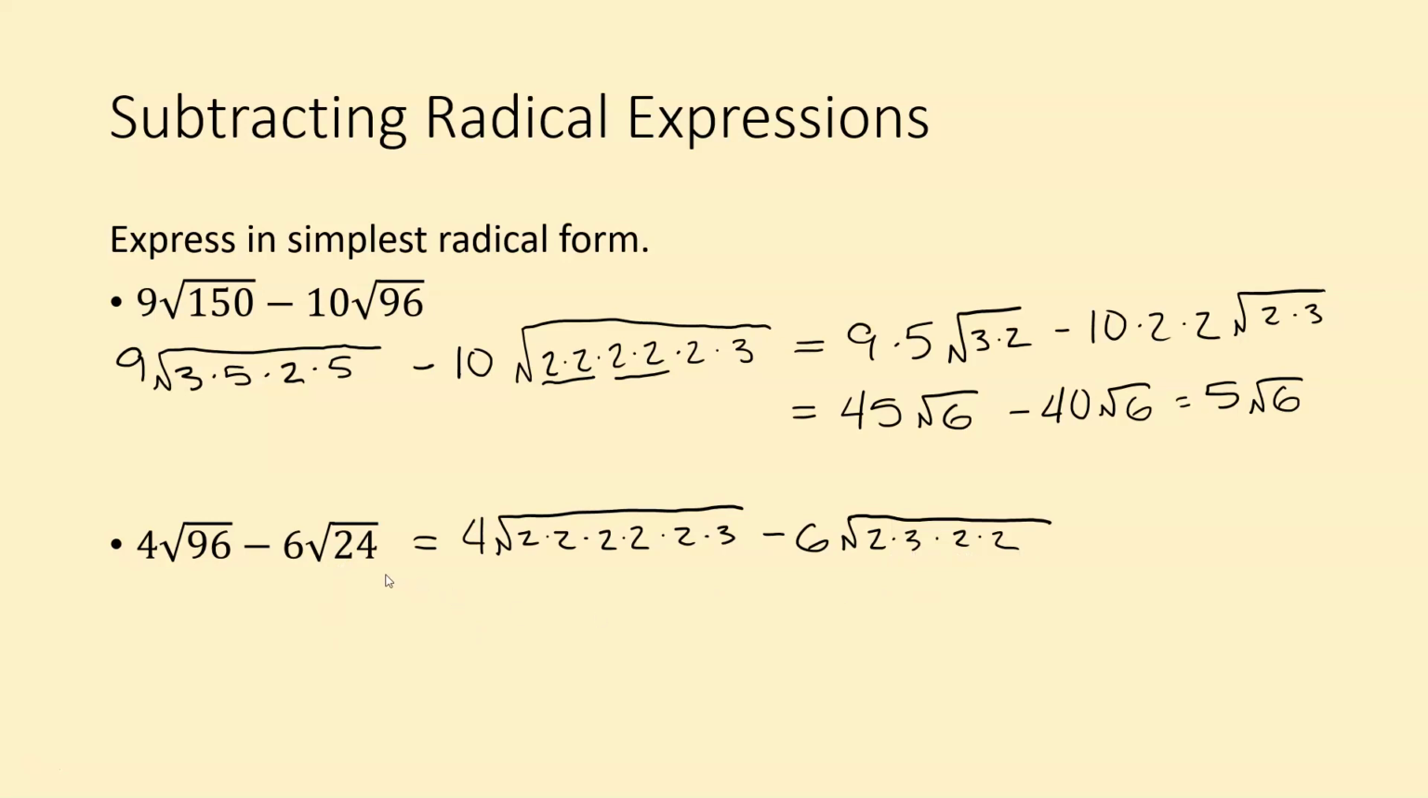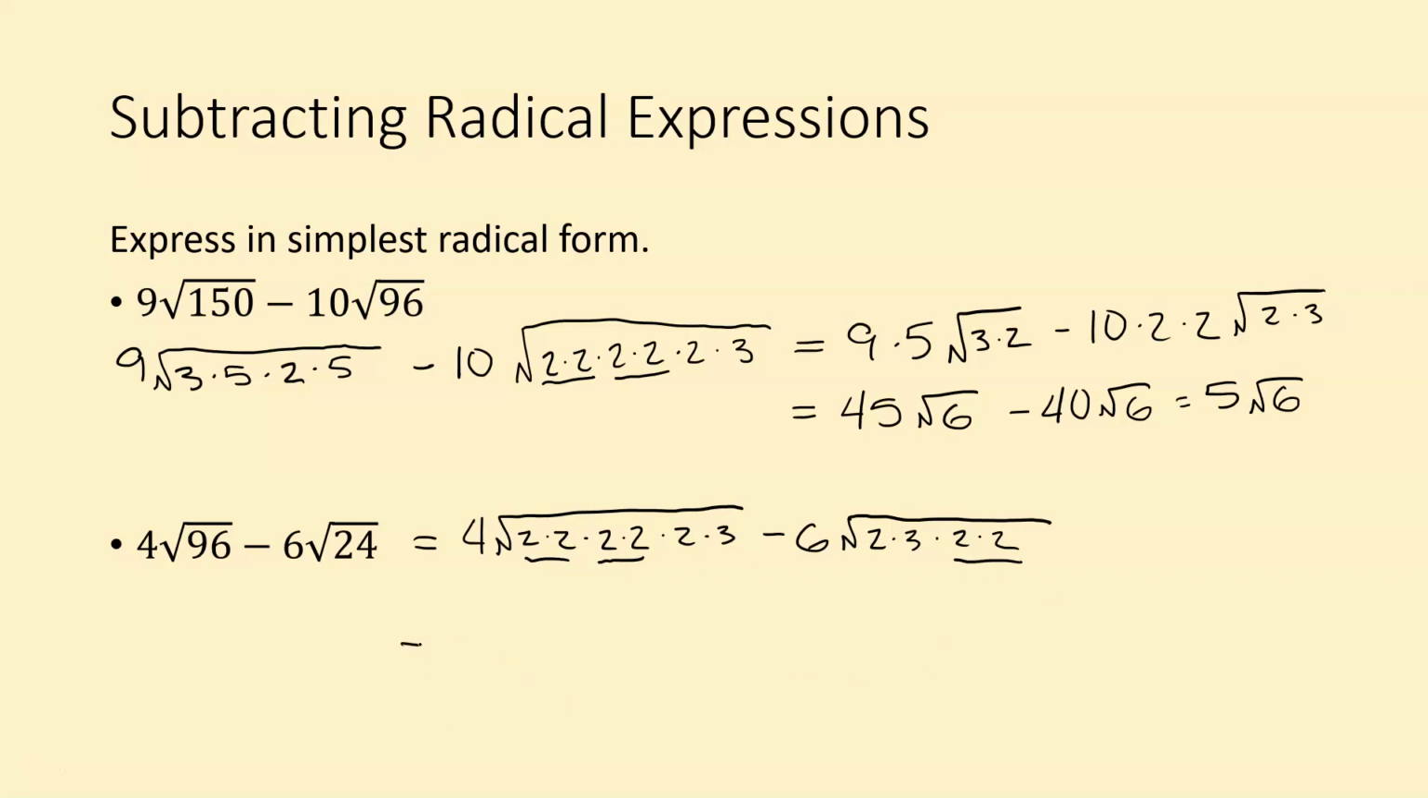I figured that out so 24 I broke down to 6 times 4. 6 breaks down to 2 times 3. 4 breaks down to 2 times 2. So that's how I did that. So we want to think about which pairs we could pull out. Once again, pair of 2's, pair of 2's. And then over here we just have 1 pair of 2's we could pull out.